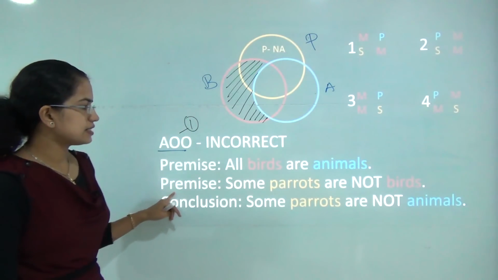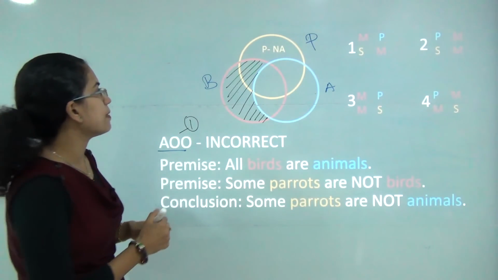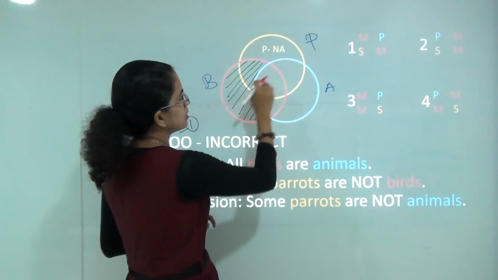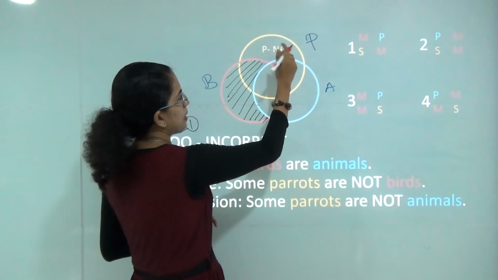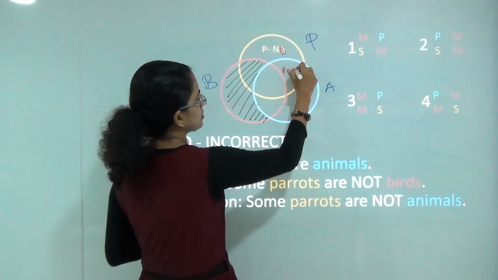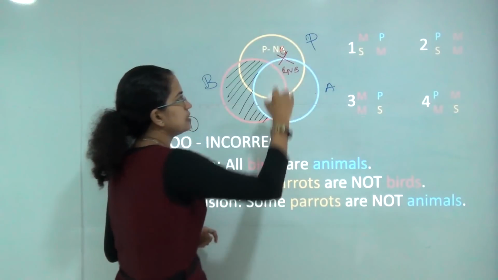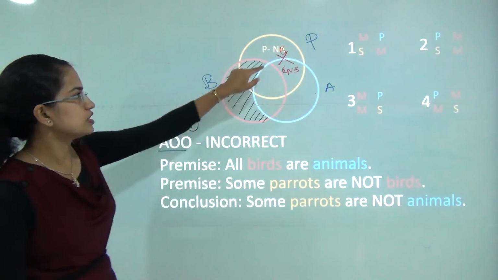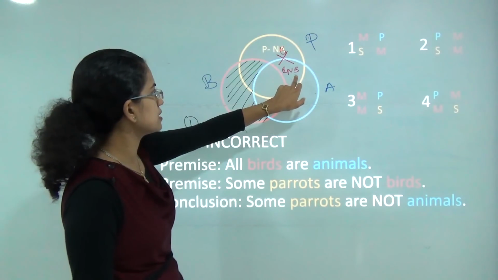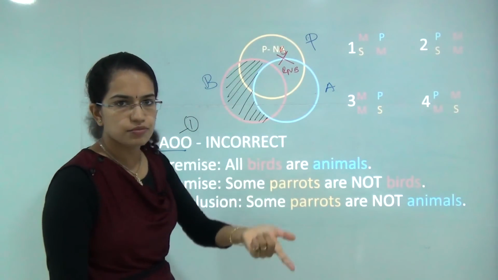Now my second premise says some parrots are not birds. Where should I put some parrots are not birds? Now some parrots are birds would be this region. So some parrots are not birds would be this region, and some parrots are not birds would be again this region. So I can mark an X at the intersecting line here. So this would be the region where some parrots are not birds, and here again is the region where some parrots are not birds. This is the only region where parrots are birds.